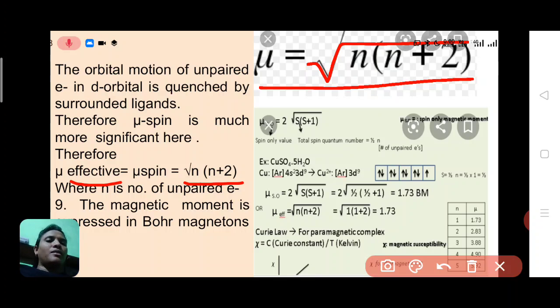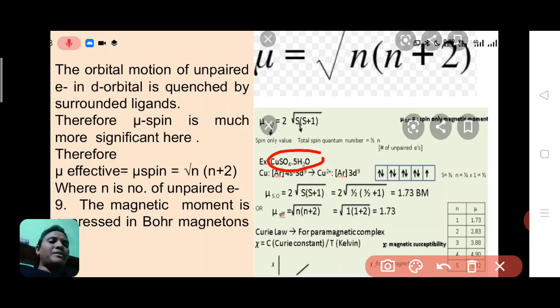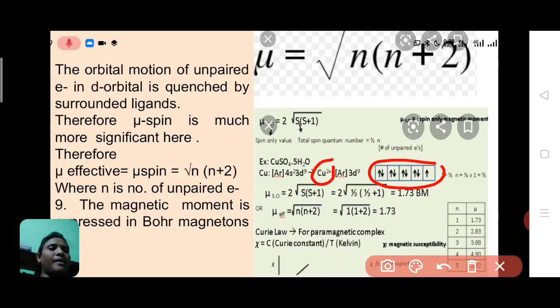So see in this picture, if we want to calculate the magnetic moment of this copper sulfate pentahydrate, in this the copper is present in Cu2+ state. So in Cu2+ state, copper shows d9 configuration. In this d9 configuration, there is only one unpaired electron. So n is equal to 1 here. So see this formula.